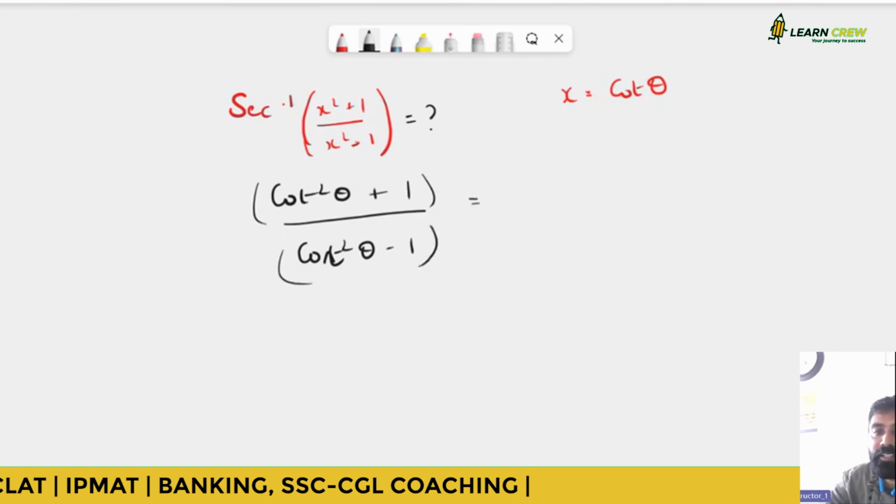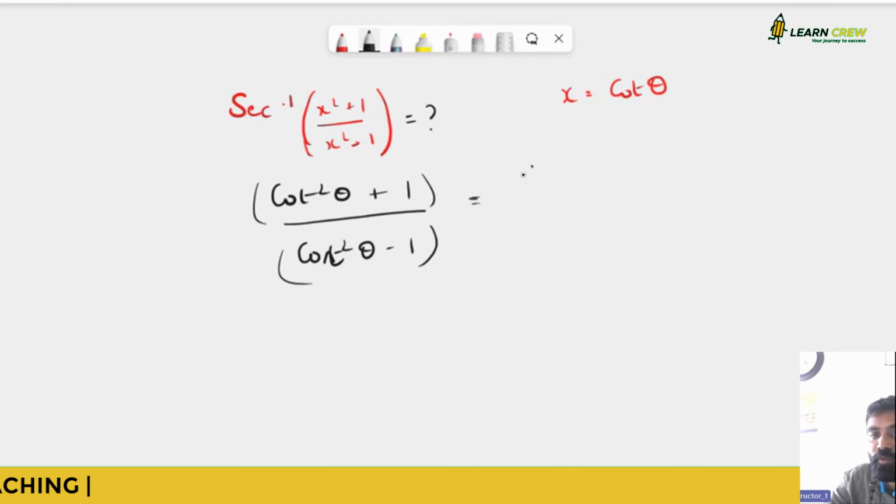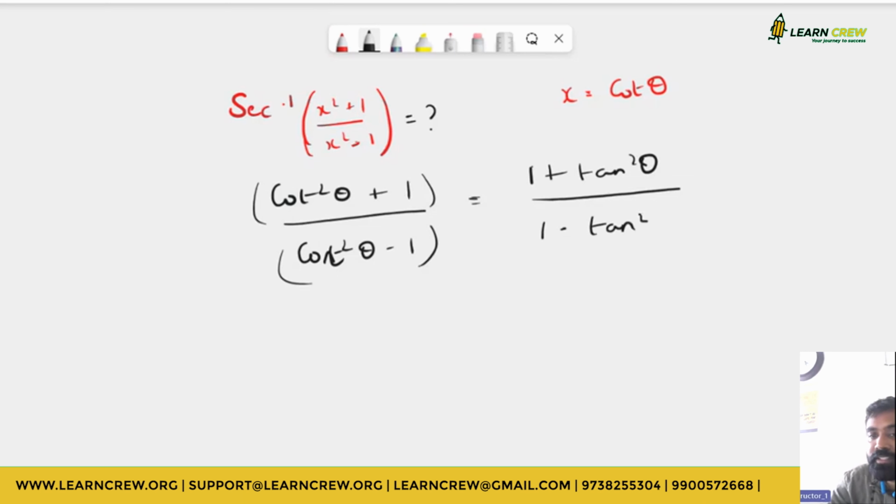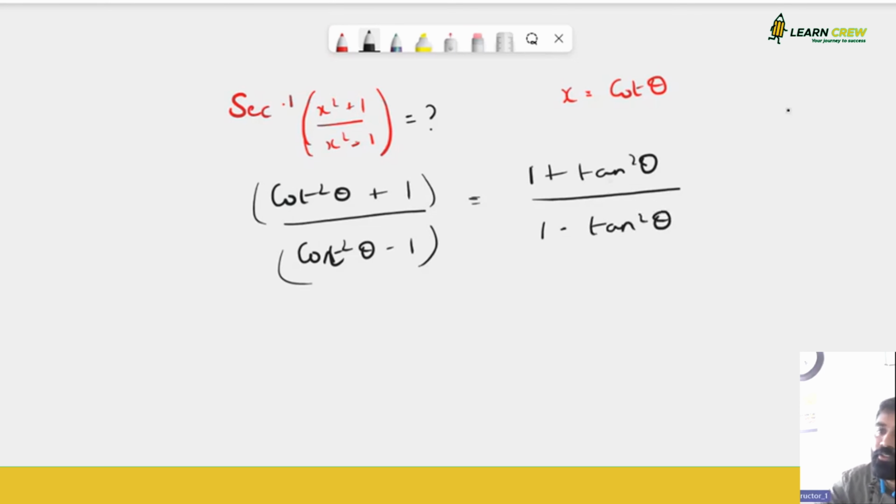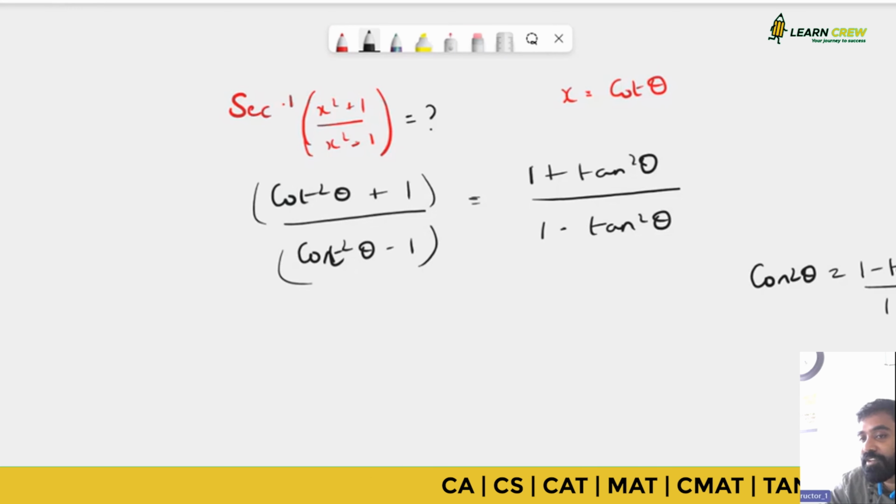Okay. This cot I can write in terms of tan. It is nothing but 1 divided by tan square, or it can be written as 1 plus tan square theta. The tan square theta is in the denominator, so this tan square theta also gets cancelled out. It is left with 1 plus tan square theta divided by 1 minus tan square theta. We know a formula: cos 2 theta is equal to 1 minus tan square theta divided by 1 plus tan square theta. This is also equivalent to cos 2 theta.